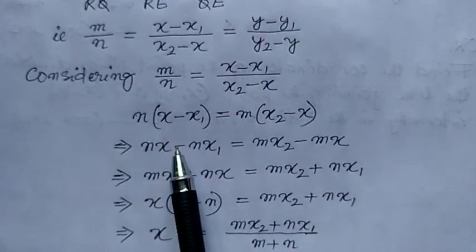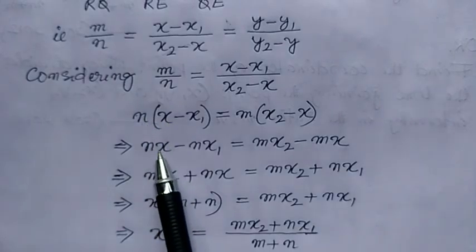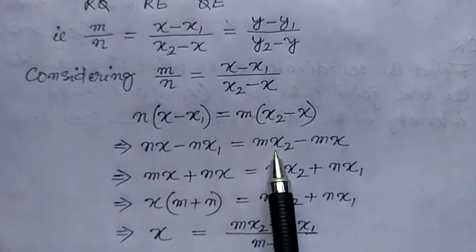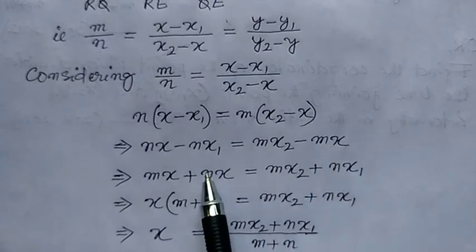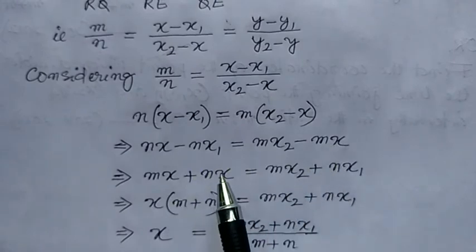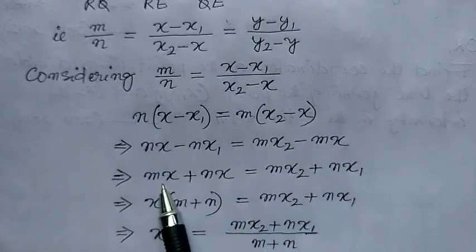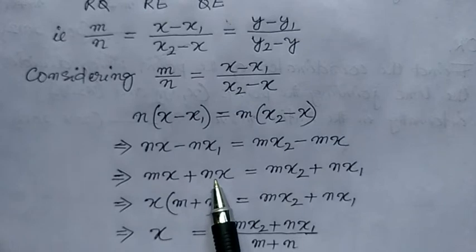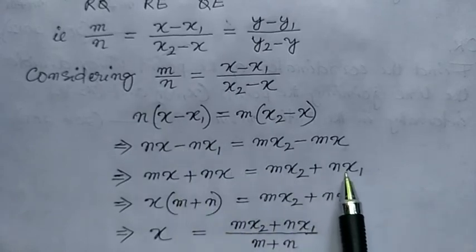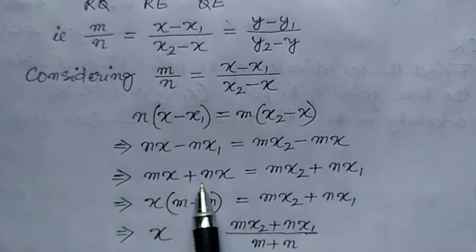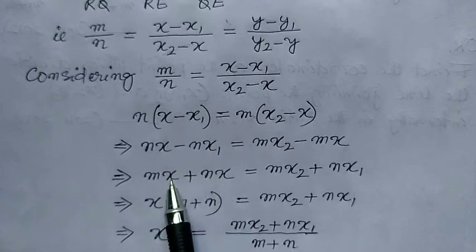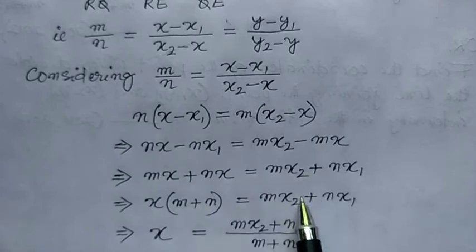Then you can see, now we multiply this n into x, n into x1, then m into x2, m into x. Then now let's write the terms having x on the left hand side. Here we bring mx from right to left, so minus becomes plus. Here on the left side we have nx, it is plus, and now we transfer this nx1 to the right side. Then nx1, which is minus on left, becomes plus on the right hand side. Then in the left hand side, from these two terms, we take x common, then m plus n is left here. Right hand side no change.